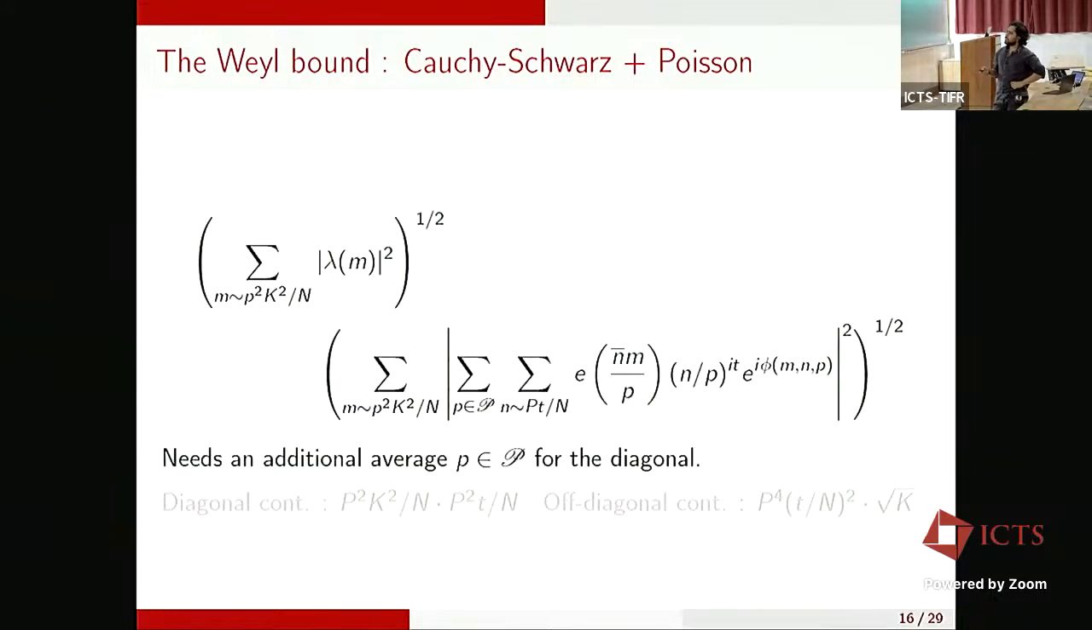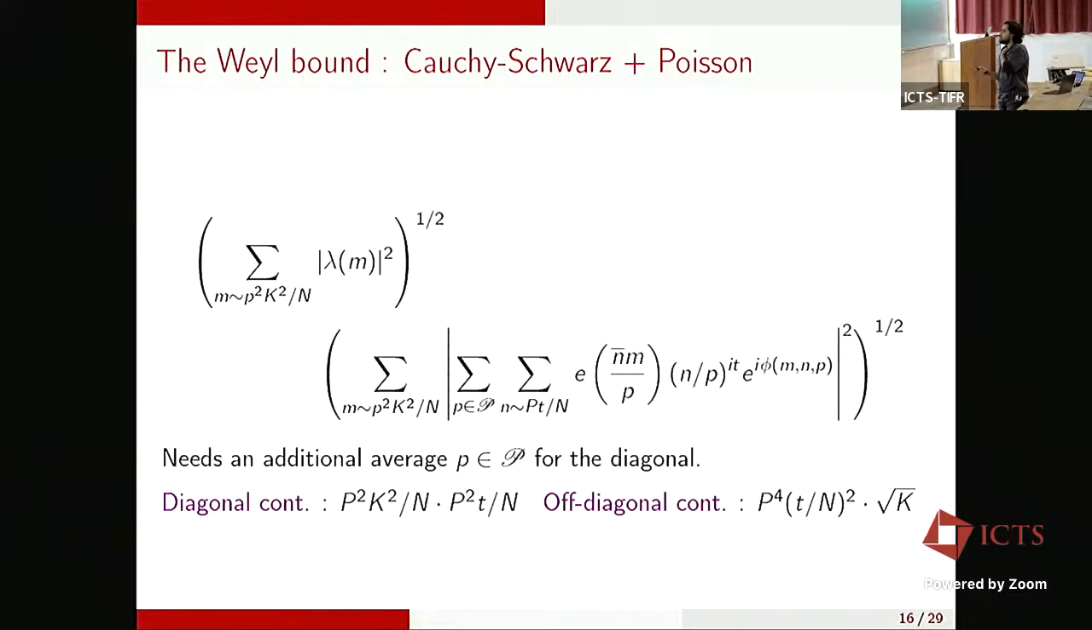We open up the diagonal, open up the absolute value square, and then execute the m sum using Poisson summation. The diagonal will be of size p times p into t by n, so p squared t by n, times the m length here. In the diagonal we will not have any cancellation, so we take the whole length, and in the off diagonal the m sum can be bounded by square root of k. This is just a consequence of Poisson summation.